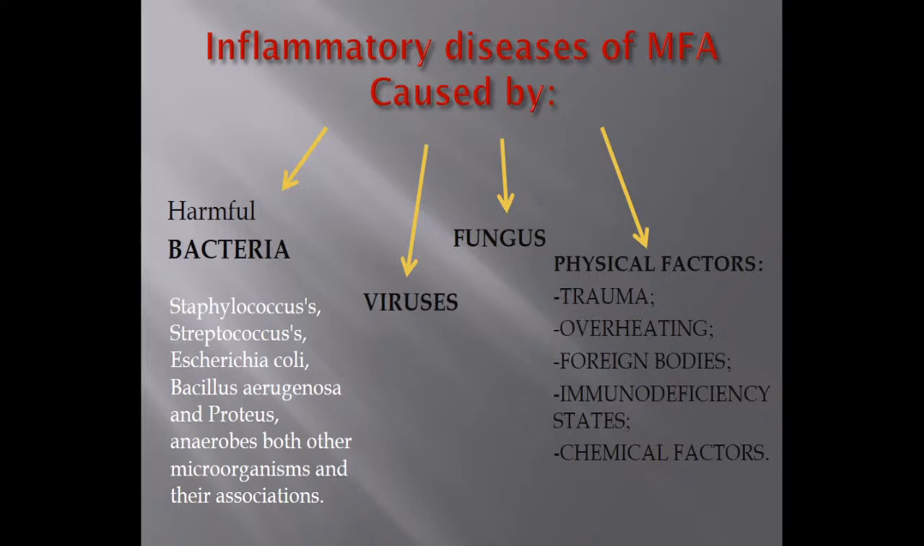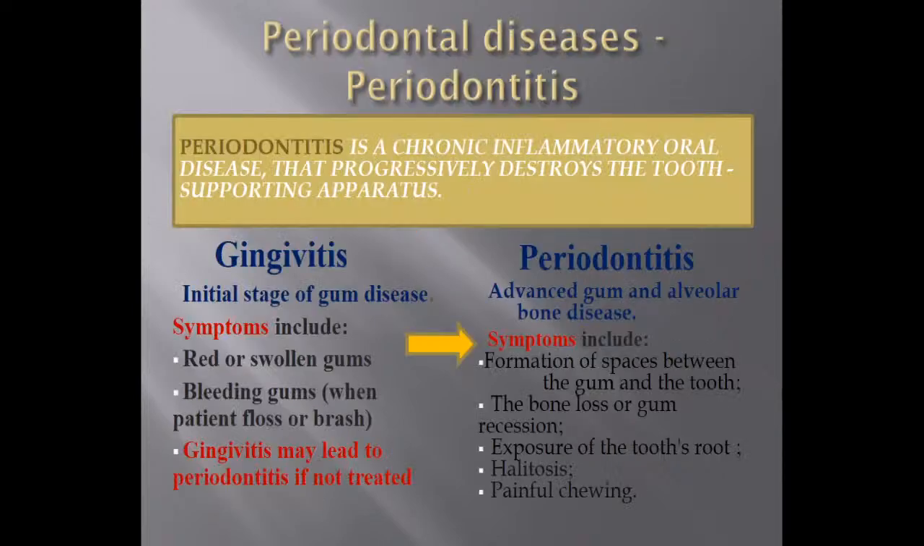And on this slide, you can see causes why we can find inflammatory diseases in maxillofacial area. It can be bacteria, viruses, fungus, and physical factors, for example, traumas, overheatings, foreign bodies, immunodeficiency states, and chemical factors. And we begin to talk about periodontal diseases, or as you can understand, periodontitis.